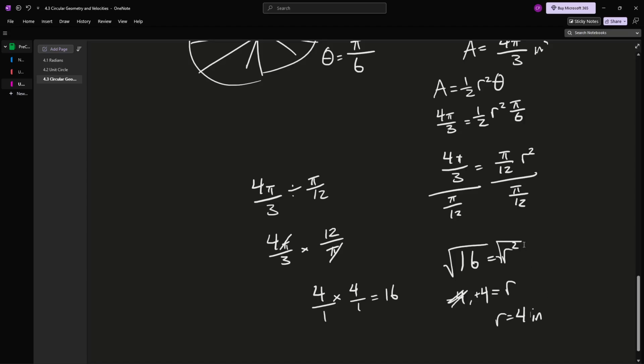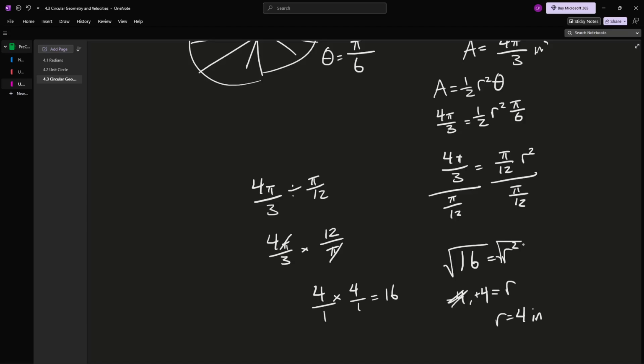There's a lot going on here. I'm just going to narrate through it one more time. I want to use my area formula because I know my area. I know my theta, my angle. I need my radius. You want to make sure you do something that you need to do.